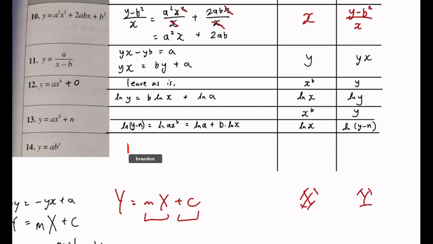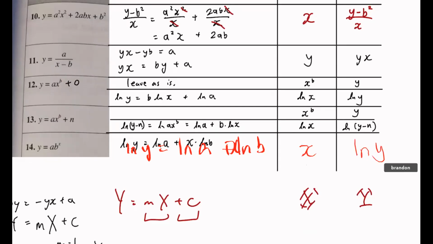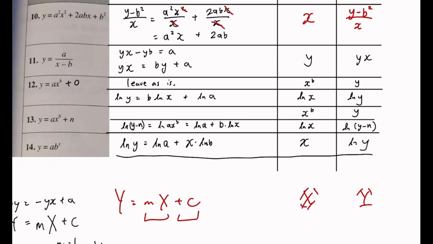Let's say ln y equals to. Yeah, good. Correct. Yeah, x and ln y. Okay, good. Another way is to just leave it as is, just leave it alone. So the variable capital Y will be little y, and the variable capital X will be b to the power x. Also okay.